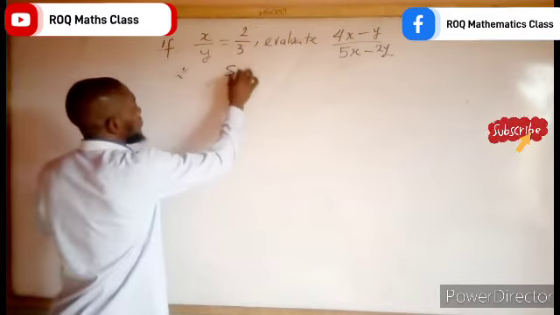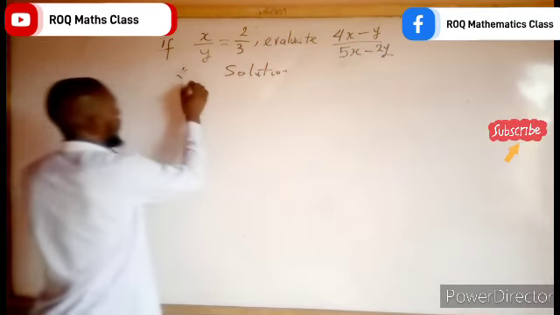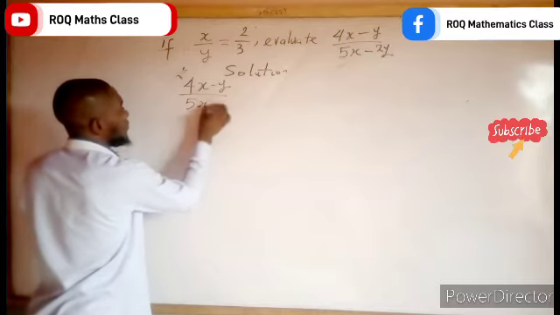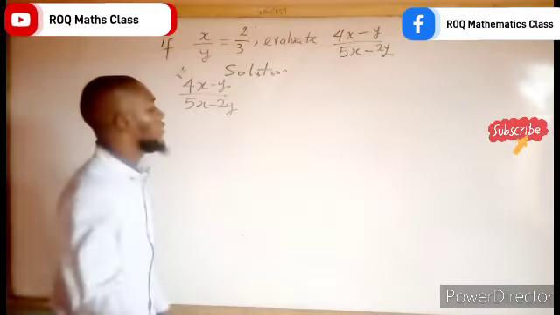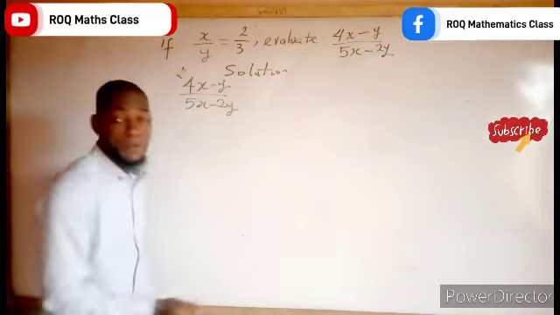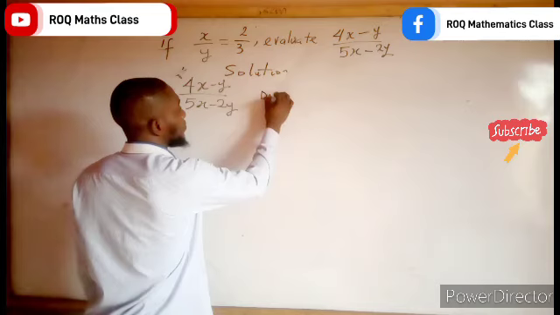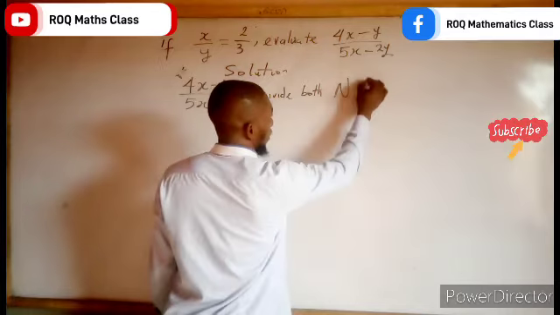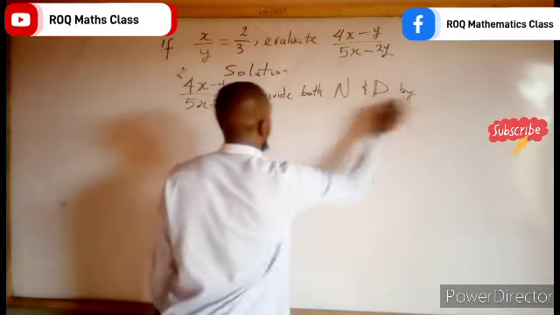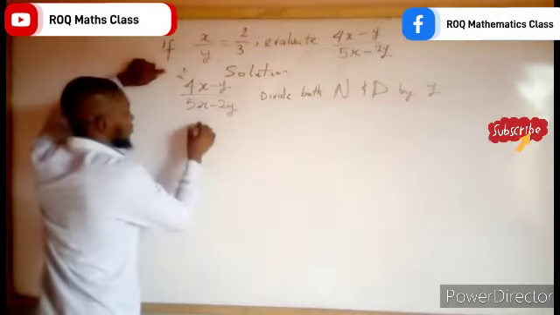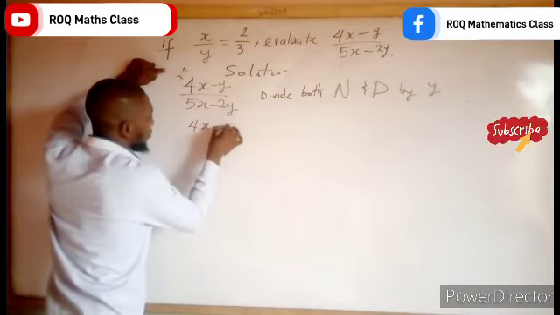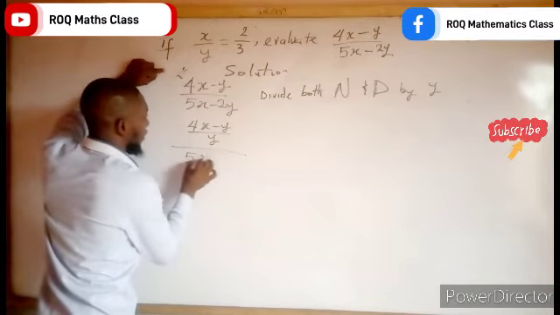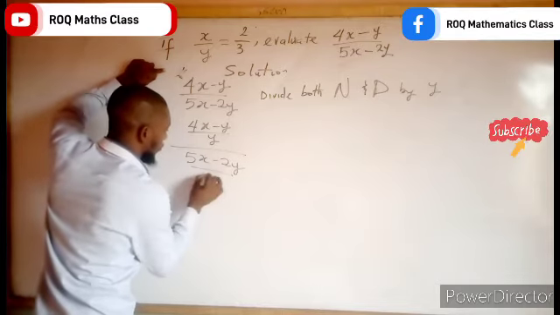So, solution. We have (4x minus y) over (5x minus 2y), and we divide both the numerator and the denominator by y. So this is (4x minus y) over y, all over (5x minus 2y) over y.